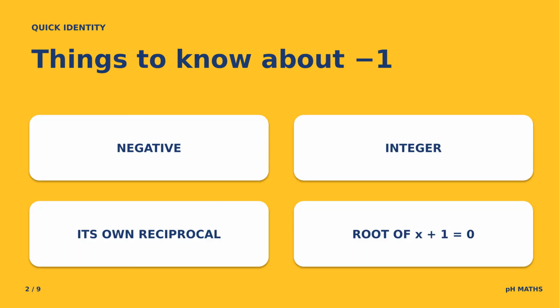Quick identity check. -1 is negative. -1 is an integer. -1 is its own reciprocal: 1 divided by -1 is still -1. And -1 is the root of the equation x plus 1 equals 0. So -1 wears three hats: a negative number, an integer, and self-inverse. Not many numbers can claim all three at once.